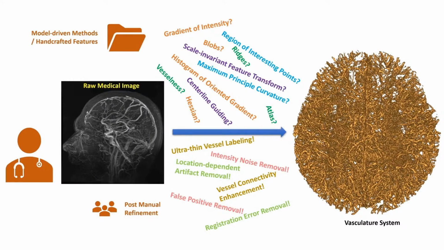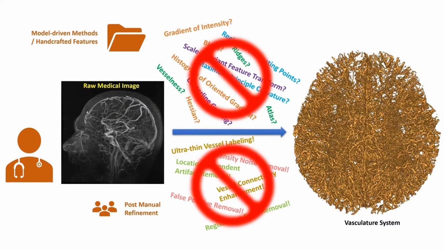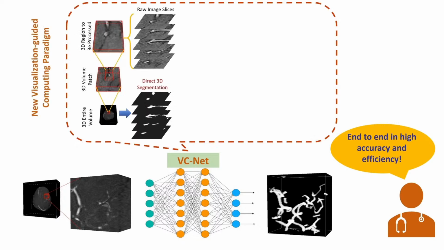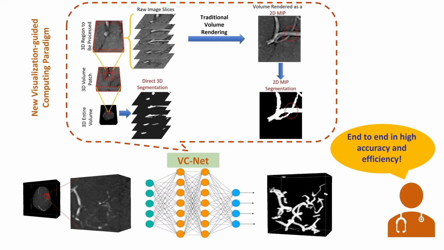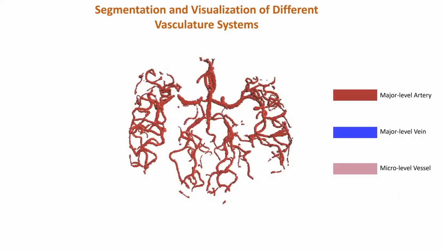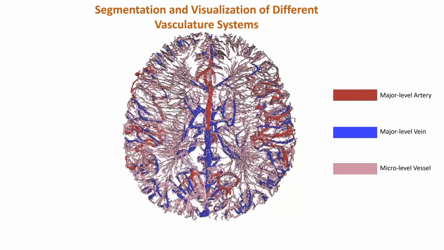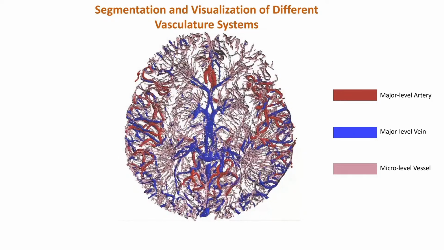Today, there is a pressing need to extract and visualize sophisticated 3D structures from raw volumes without tedious manual parameter tuning and handcrafted features. Well, our VCNet, a data-driven neural network, builds a new paradigm to combine 3D volume processing and volume rendering that can segment and visualize challenging 3D macrovasculature systems in real time. Thank you.